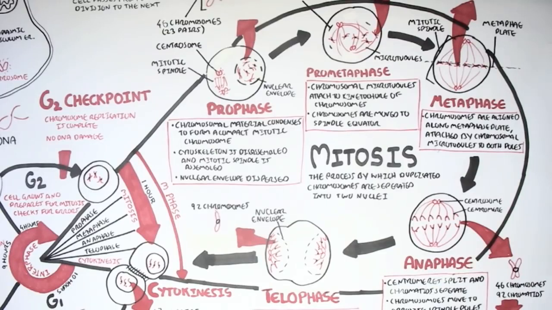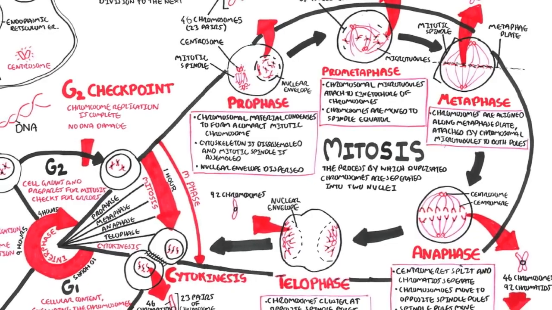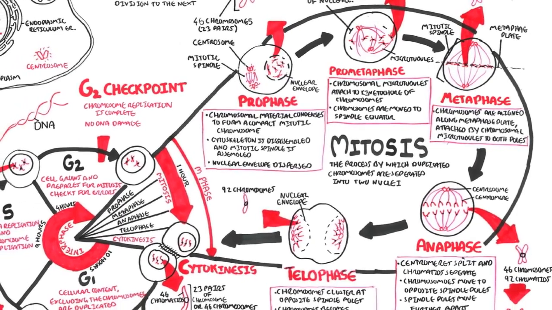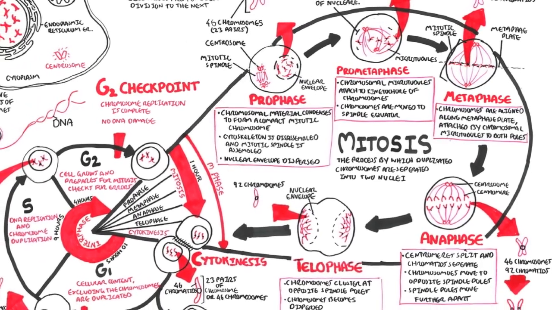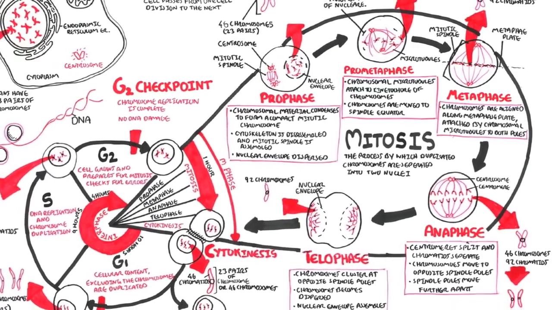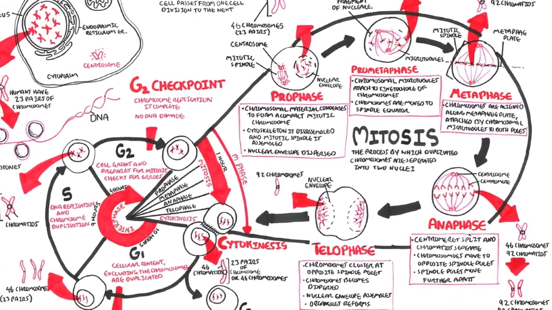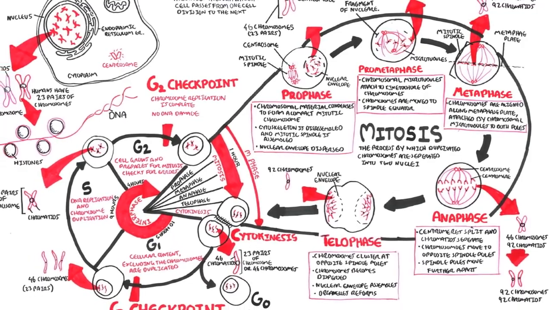Hope you enjoyed this video on the cell cycle. We looked at the interphase and we looked at mitosis in quite some detail. It's important to know the number of chromosomes and chromatids in each of these steps to understand what is actually happening. Anyway, I hope you enjoyed this video.